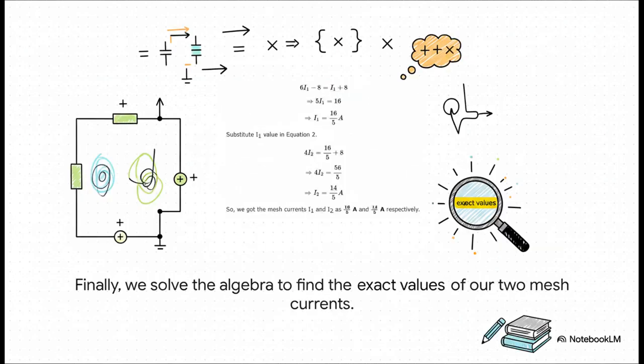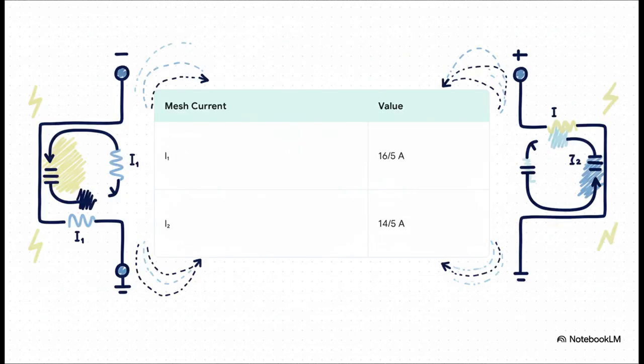And look at that. We're back to the algebra again. It's the same exact pattern as before. Two equations, two unknowns. Only this time, they're I1 and I2. So we can rearrange and substitute just like we did before to pin down each variable and solve for its exact value. And after we crunch the numbers, we have our answers. The current swirling around that first loop, I1, is 16/5, or 3.2 amps, and the current in the second loop, I2, is 14/5, or 2.8 amps. We now know the fundamental currents that are driving this entire circuit.